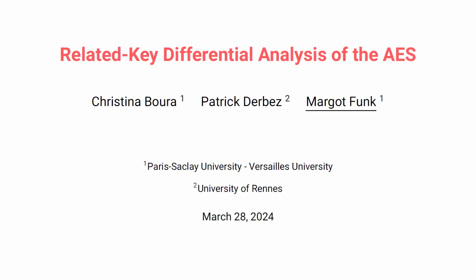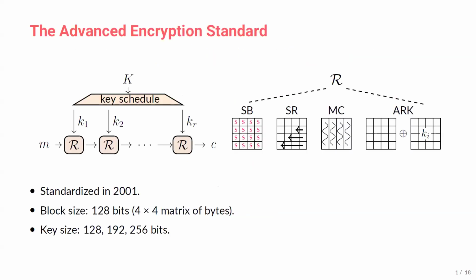Thank you for the introduction. I'm going to present joint work with Christina Bora and Patrick Derbez, and it's about the security of the AES in the related key model and against differential attacks. The AES is the most used block cipher today. It was designed by Joan Daemen and Vincent Rijmen and standardized in 2001. Its block state can be seen as a 4x4 matrix of bytes, and it is transformed by iterating a round function. This round function is composed of a nonlinear layer of S boxes, and then the linear layer shifts the rows, multiplies each column by an MDS matrix, and adds the round subkey.